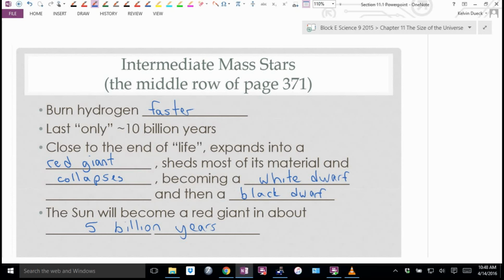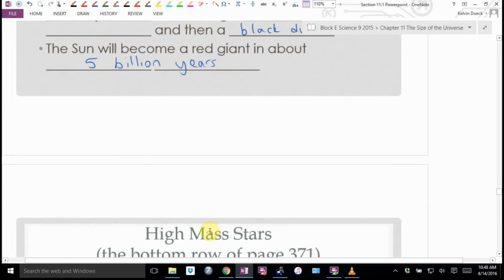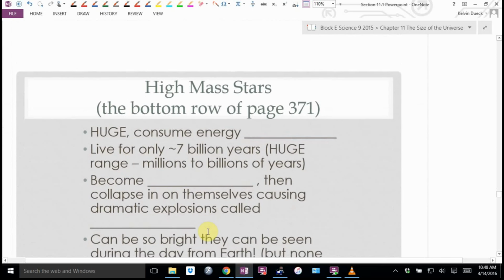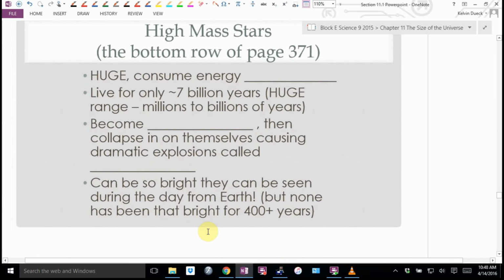So we have low mass stars. We have intermediate mass stars. What would we call the next one? What's the opposite of low? Hey, we know how to name stuff. High mass stars. Bottom row of page 371. These are some of the cooler stars in terms of interest. Intermediate mass stars are nicer because we think those are stars that might potentially have planets that support life, like ours. But the high mass stars are just cool.